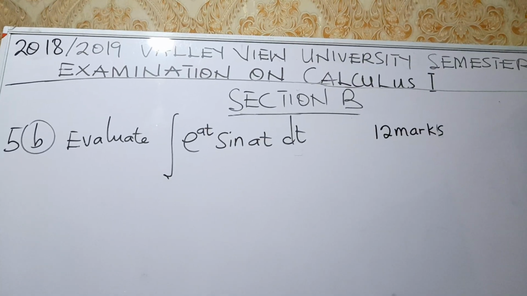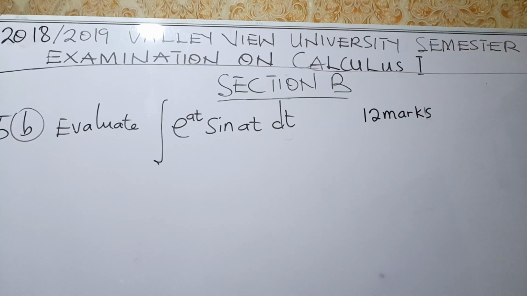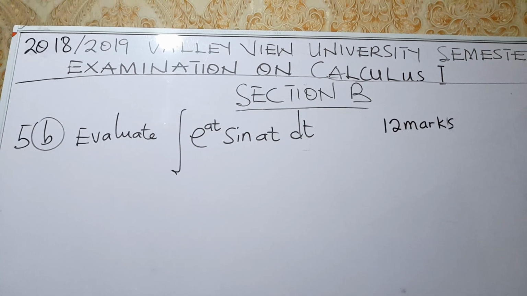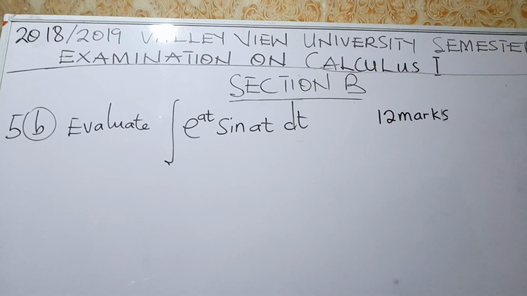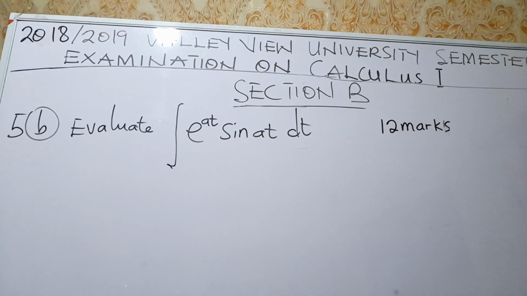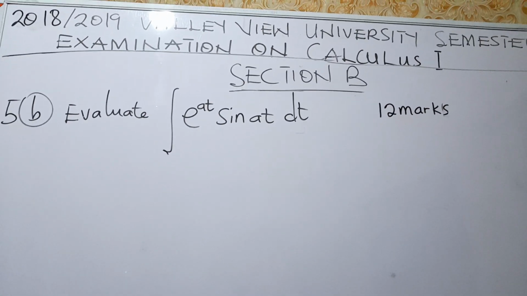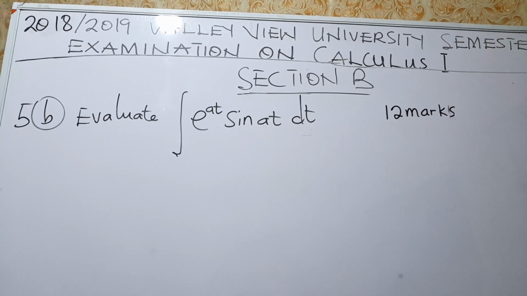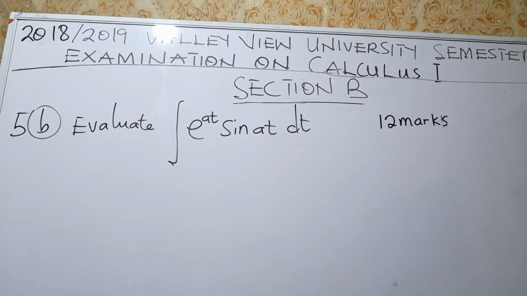Okay, so the B aspect of question 5, which says that we shall evaluate the integral of e^(at) sin(at) dt, which is worth 12 marks. The first one was worth 8 marks. So how do we solve this?